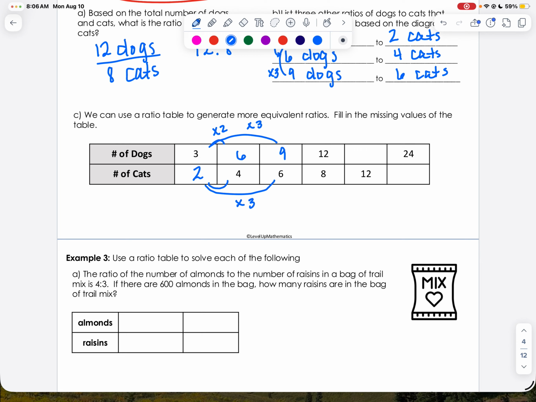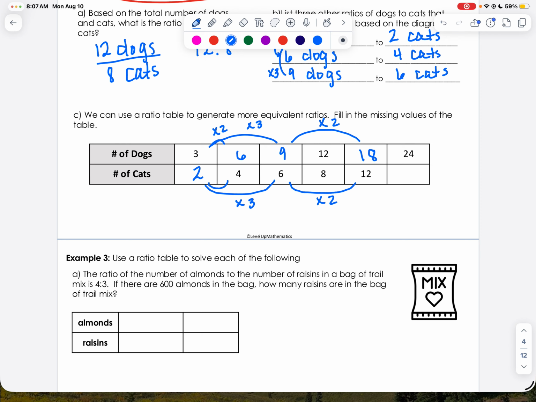All right, what if we had 12 cats? Now, you can use any number you want to in this ratio table to scale up to 12. I could use the 2 and multiply by 6. I could use the 4 and multiply by 12. But I'm going to use the 6 because that's pretty easy, we're just doubling it or multiplying it by 2. So if I multiplied that 6 by 2, I would also have to multiply the 9 by 2 to get 18 dogs, 12 cats.